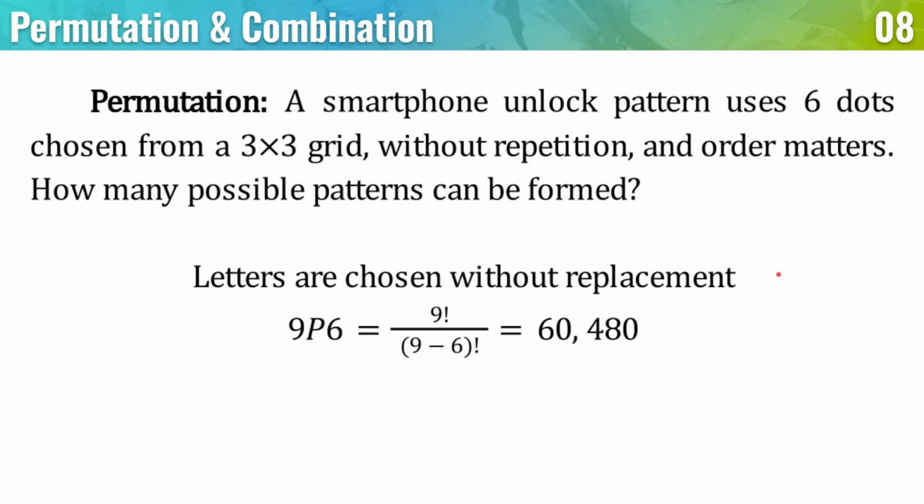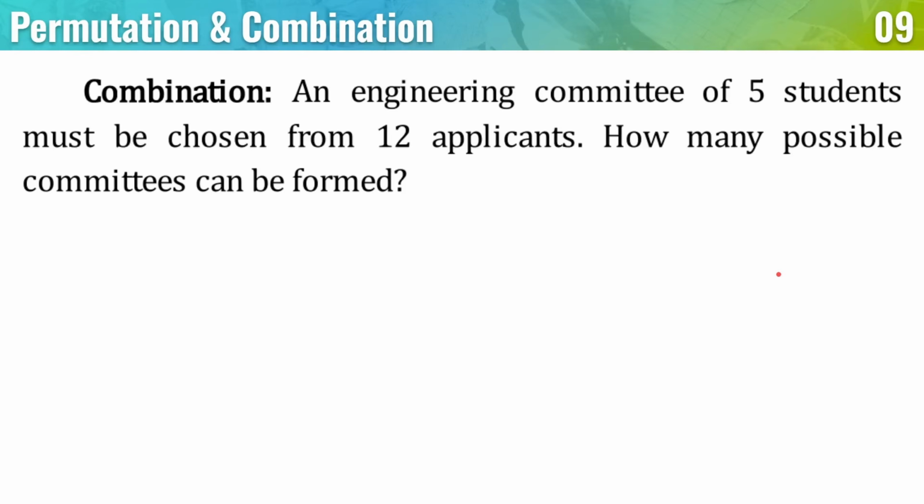Next, an engineering committee of 5 students must be chosen from 12 applicants. How many possible committees can be formed? Now take note, you are dealing with committees. A committee is another name for a team where the members have no specific order. It's not like the one earlier, with the president, vice president, and secretary, that have a known order. If you have, for example, A, B, C, that's going to be the same combination as C, A, B. So for this one, we're going to use combination.